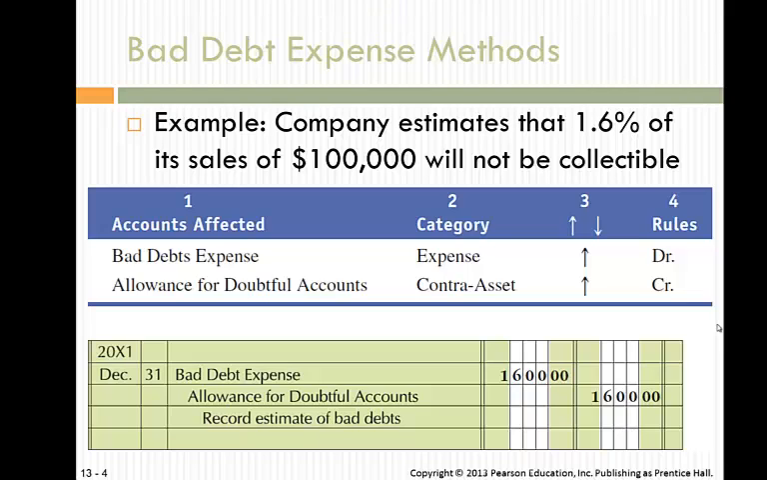The bad debt expense of $1,600 will appear on the company's income statement for the year in the same year the related sales revenue was earned, which matches revenues to expenses. The allowance for doubtful accounts will appear on the company's balance sheet listed right under accounts receivable to show that the company doesn't expect to actually receive the entire amount of accounts receivable from its customers.